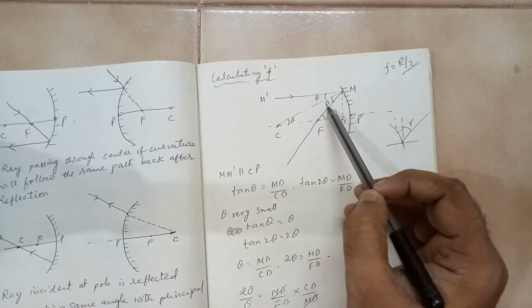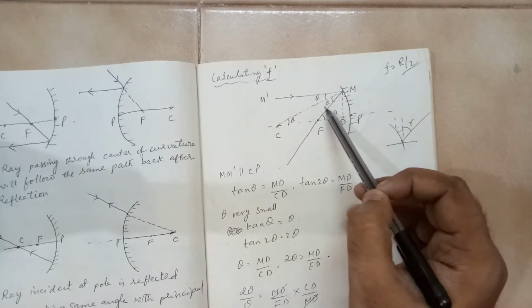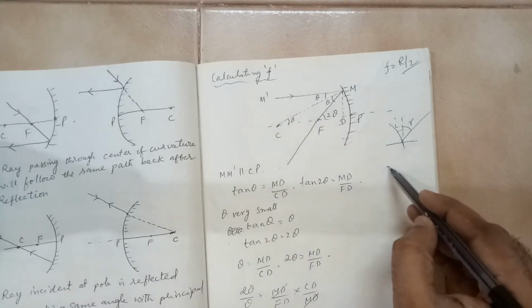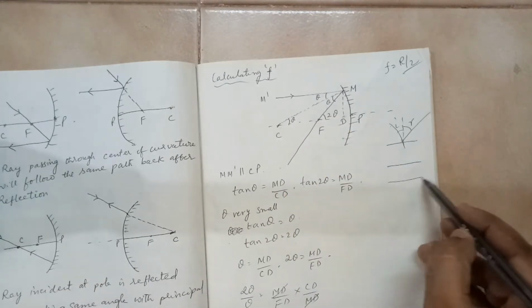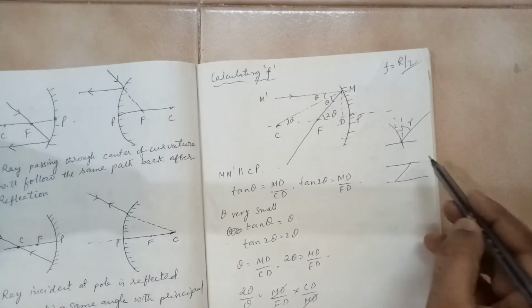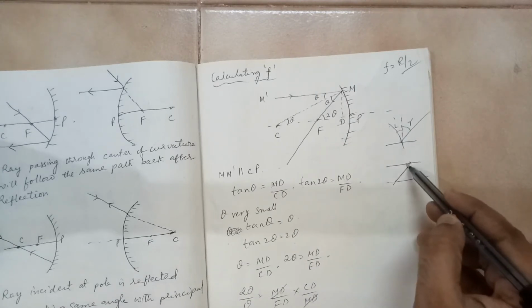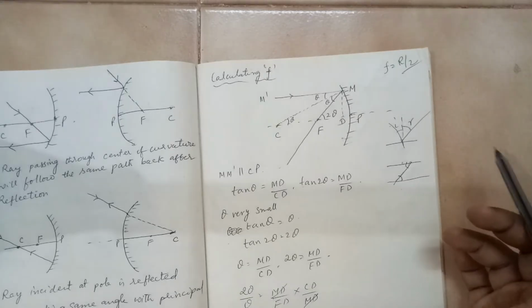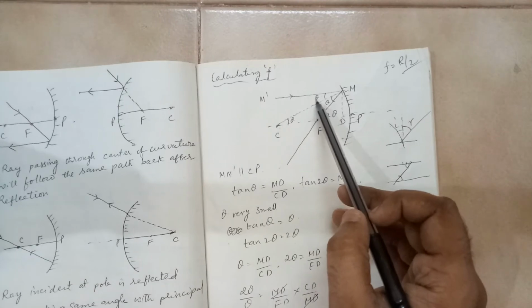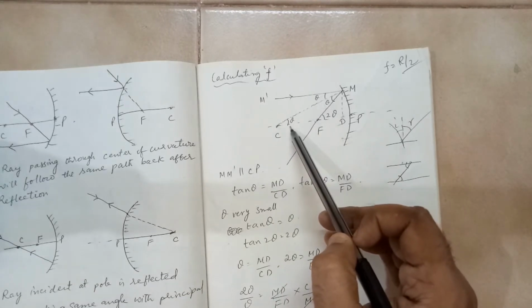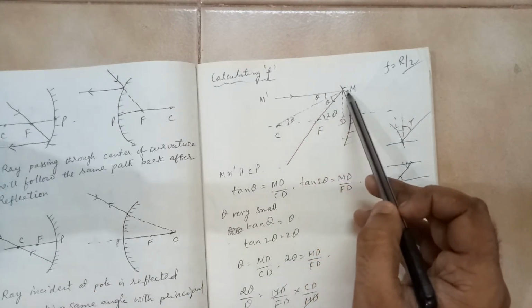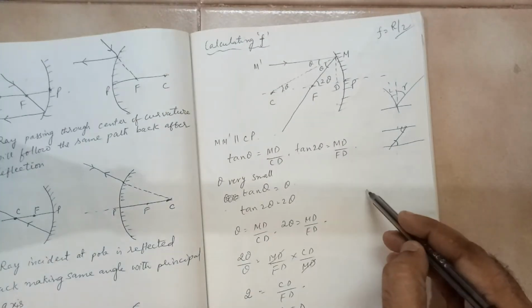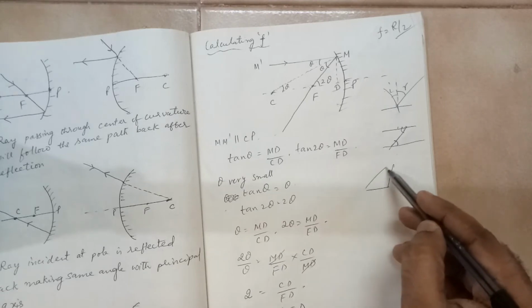So this is the angle of incidence, this is the angle of reflection, they will be equal. Now you have a situation where you have a parallel line like this, and another parallel line like this, and one line like this. So this angle will be equal to this angle, alternate angles, right? If this is theta, this is also theta. You have a triangle MCF like this, right?